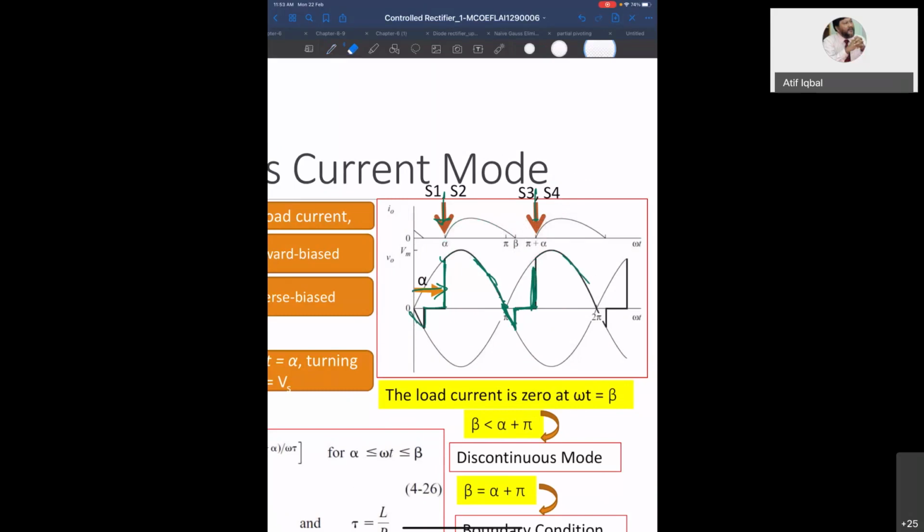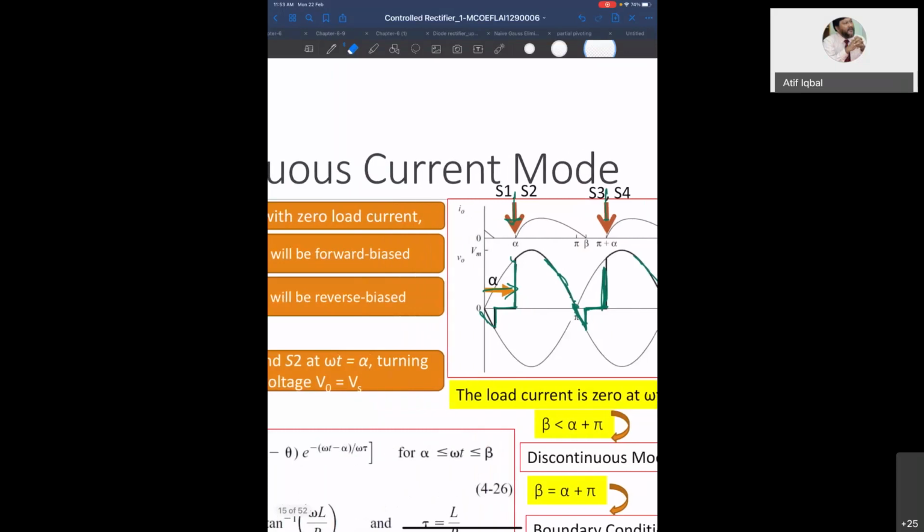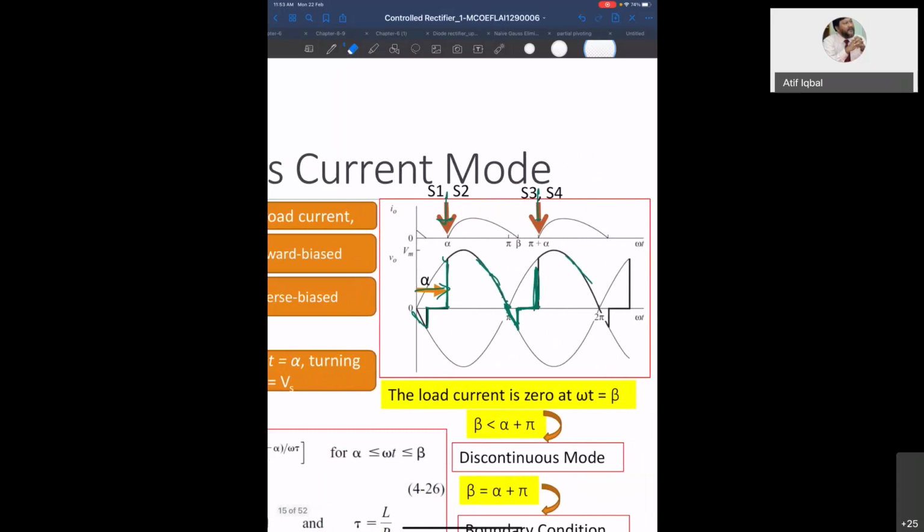I have uploaded the simulation file for you. You can run the simulation file in different conditions, and then you can look into the behavior. Okay, you will see the same waveforms that we are discussing here in the theory. So do you understand this waveform? Do you want me to explain this further?